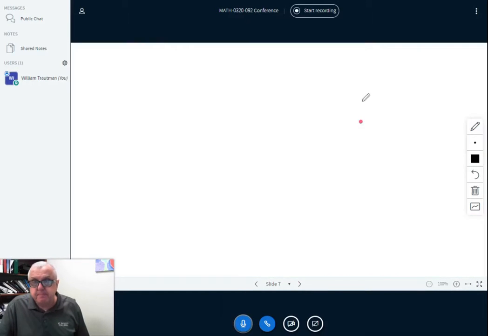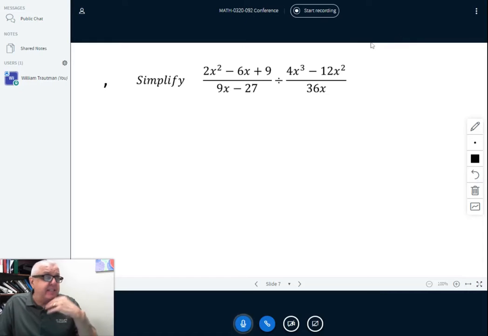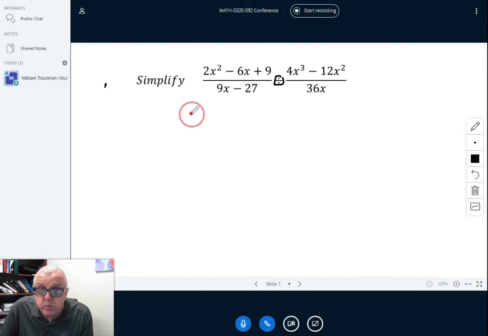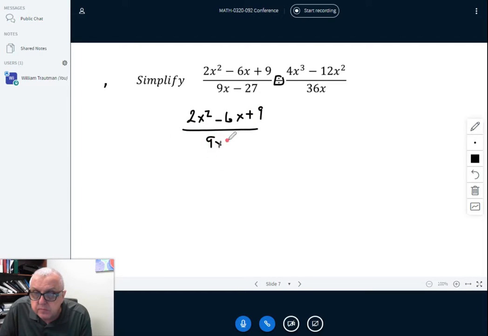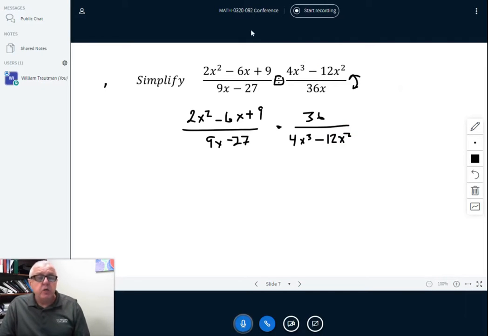Okay, next problem. Same thing as the last, except this is a divide. So in divide, we leave the first fraction alone. Change the divide to multiply and flip the second fraction. Now we're going to do exactly what we did in the last problem. We're going to factor everything we can.